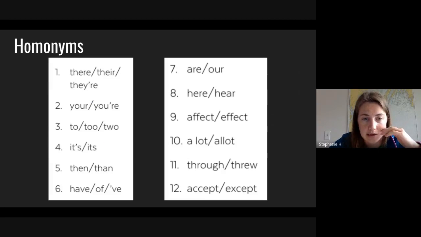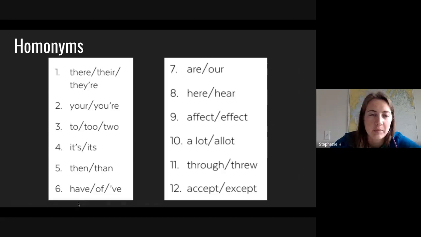Okay, homonyms. Here's the big list. The one thing that I have seen a lot of is it's and its, then and than, the to, and the your and you're. And so I would just encourage you to install Grammarly on your device if you haven't done that already. It's a Chrome extension, and it should be able to catch it for you. If not, just read it and see if you can catch it on your own.